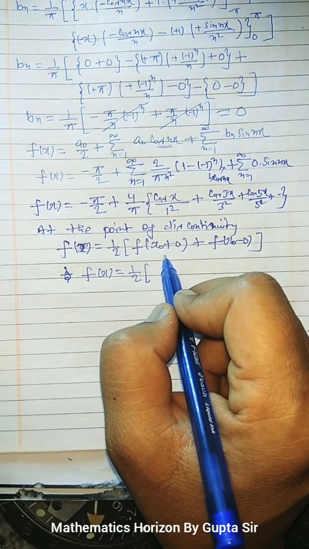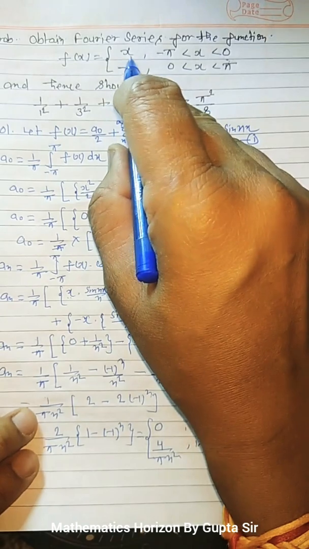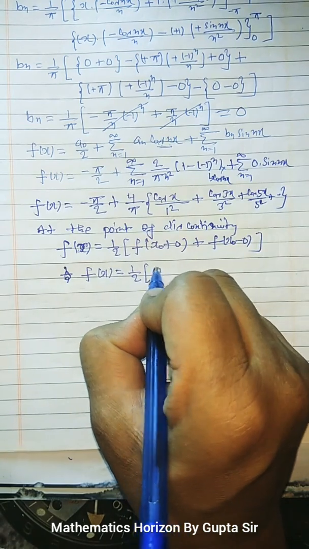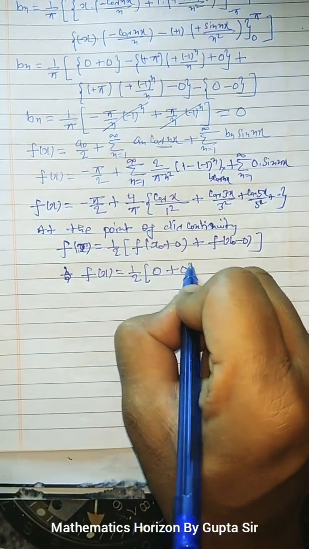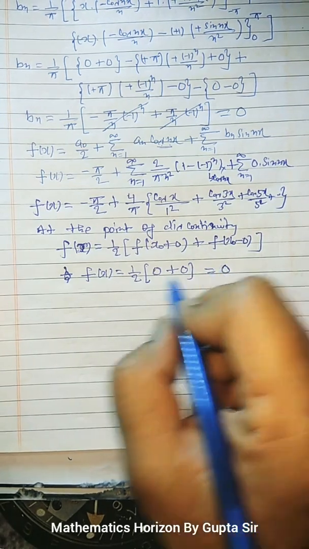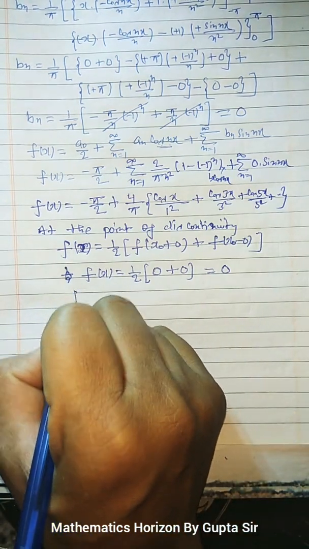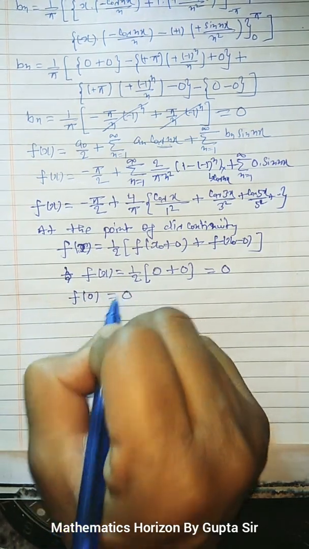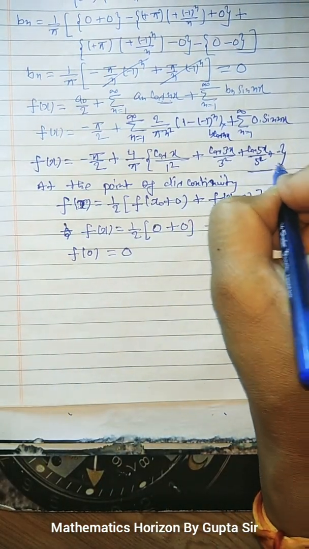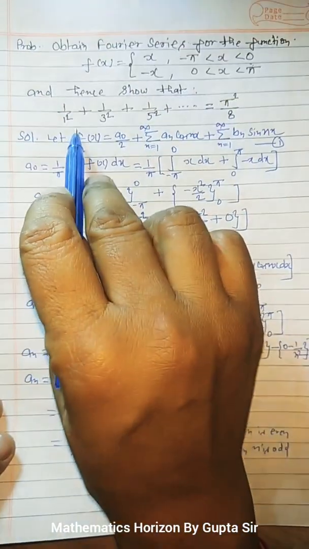When we have a value slightly greater than 0, what is the value of the function? Definitely when it is slightly greater than 0, it is almost equal to 0. When slightly less than 0, it is 0. That is, the function is 0. At the point of discontinuity, this is 0. Now this is equation number 2. Now we have to find this result also.